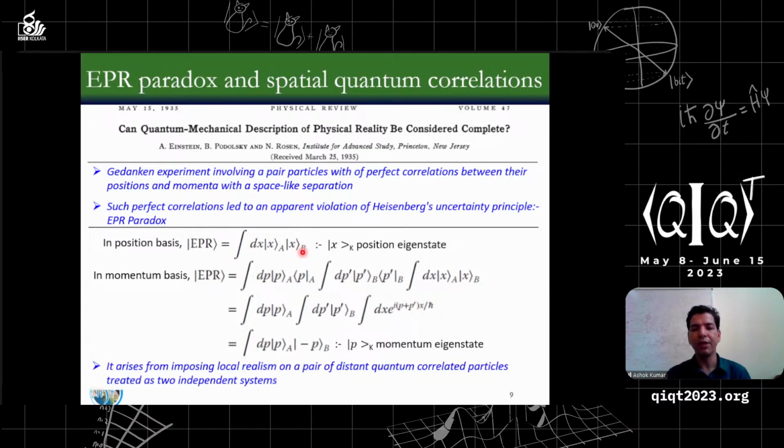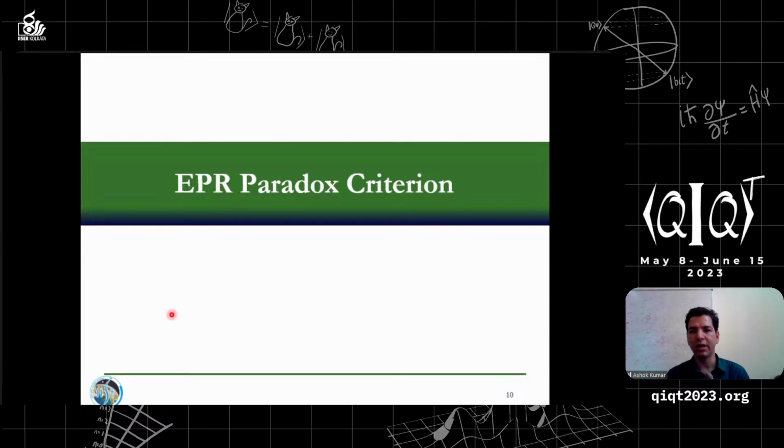And of course, it was found later on that this is not completely true. EPR considered local realism, that is, they considered quantum mechanics as a local theory, but now we know that quantum mechanics is non-local and can show this kind of prediction. Now, having said that, this is just about the EPR paradox.